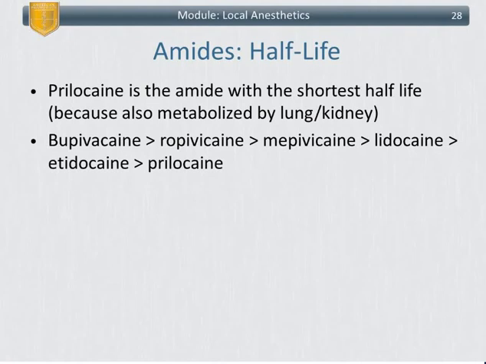Amides. Prilocaine is the amide with the shortest half-life because besides the liver, it's also metabolized by lung and kidney. Bupivacaine has the longest, which is longer than ropivacaine, mepivacaine, lidocaine, etidocaine, and the shortest, prilocaine.